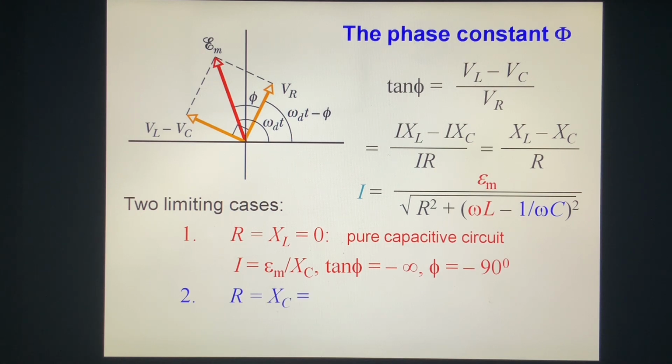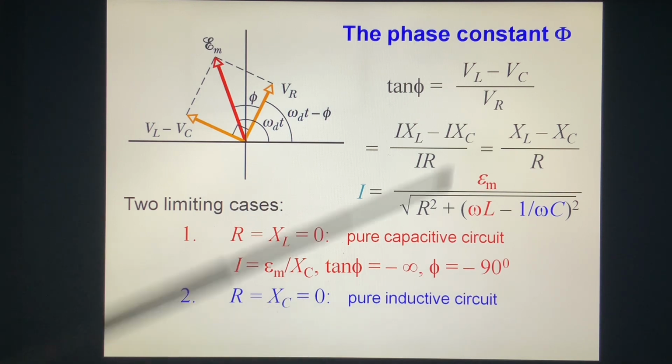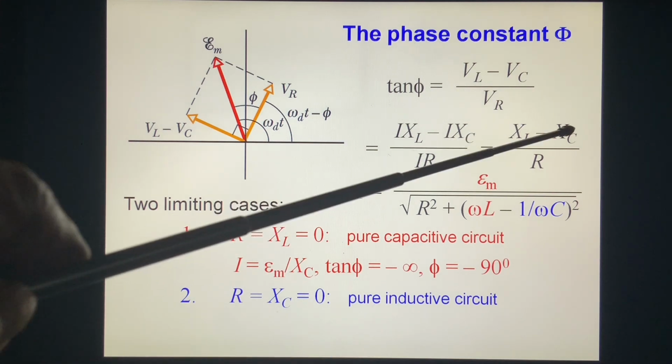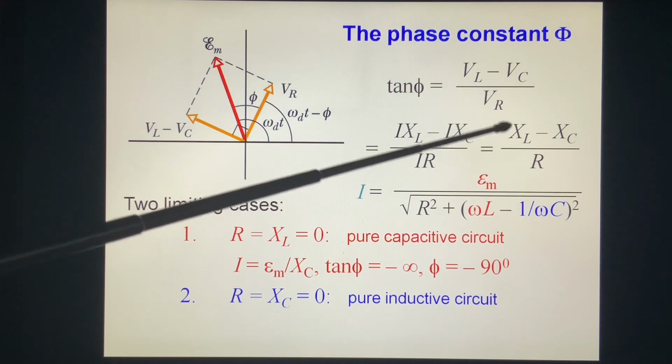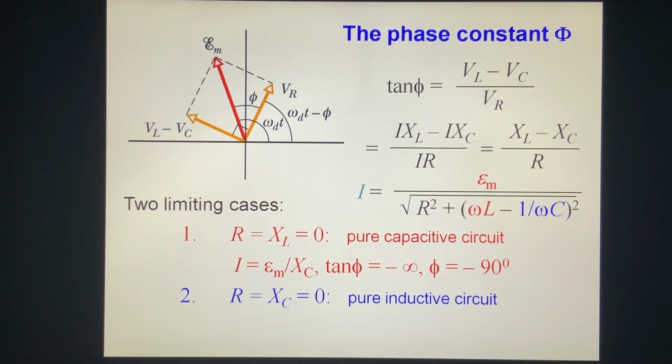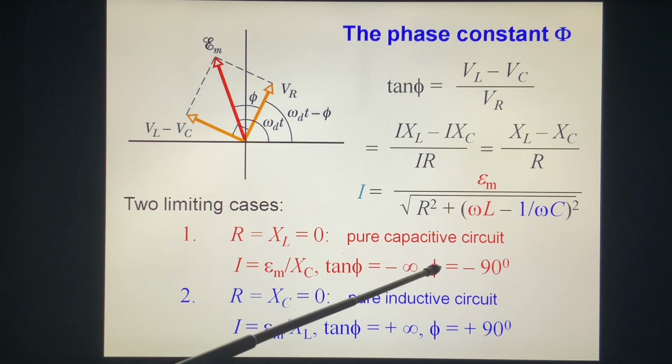Okay, minus 90. The second case is XC and R equal to 0. That means you have only a pure inductor. Okay, in this case, this is 0, this is 0. So tangent phi equal to positive infinity, and the phi is 90 degrees, as we know before. Okay, for the capacitive circuit phi equal to minus 90. For the inductive circuit phi equals positive 90.